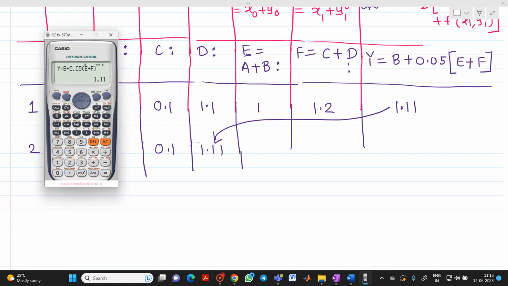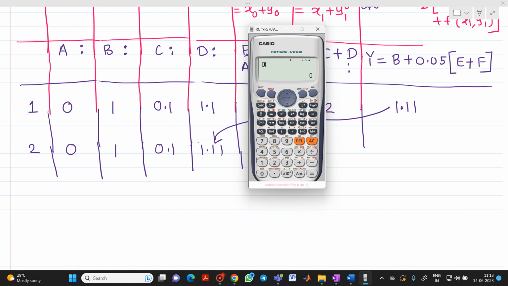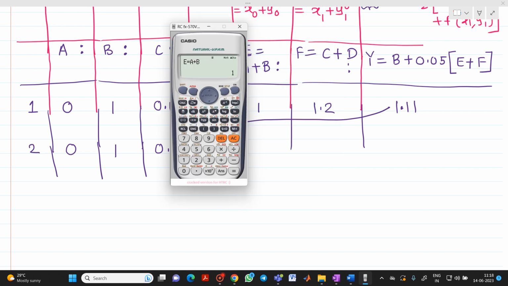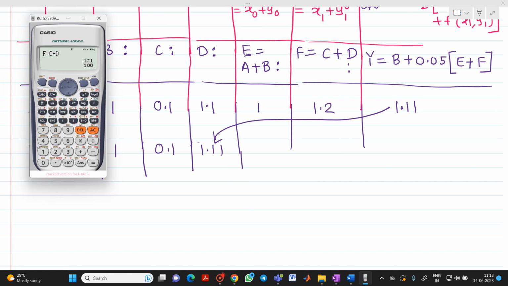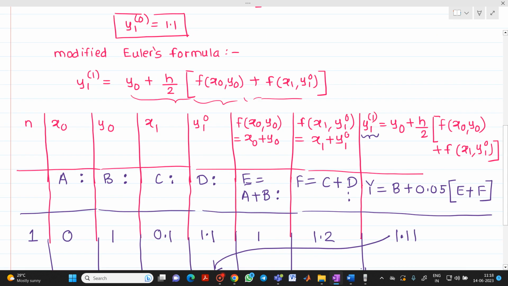Now what I will do? I will again press CALC. Now what is the value of a? A equal to 0. What is the value of b? It is 1. What is the value of c? It is 0.1. And what is the value of d? Now it is 1.11. So A is 0, b is 1, c is 0.1, d is 1.11. So what is e? It is not going to change. E is 1. Then f will be equal to 1.21. So I will write it here, this will be 1.21.